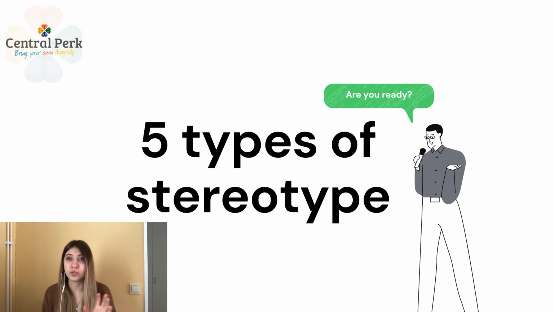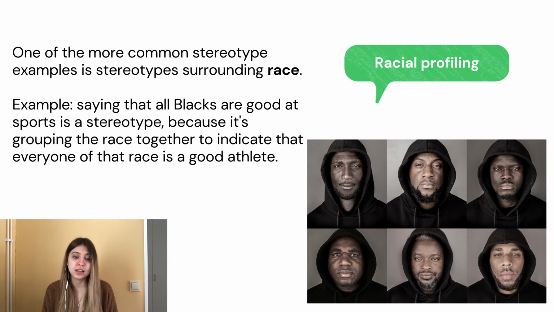We're going to talk about the five most common stereotype types, and the first one is racial profiling. This is one of the more common stereotype examples, which is stereotypes surrounding race. For example, saying that all blacks are good at sports is a stereotype because it's grouping the race together to indicate that everyone of that race is a good athlete.